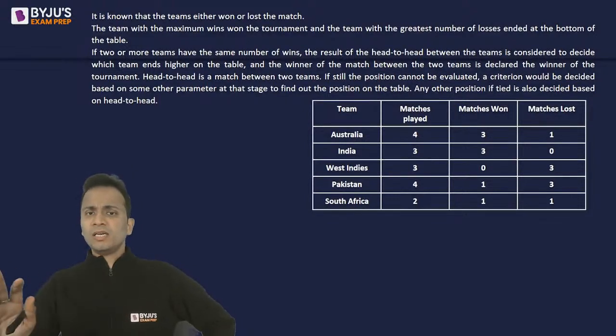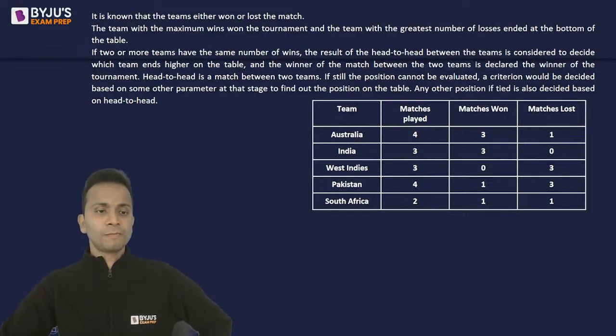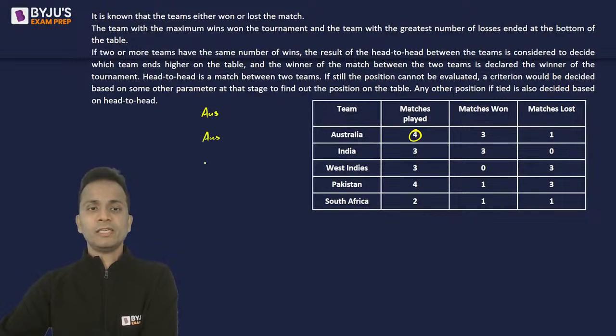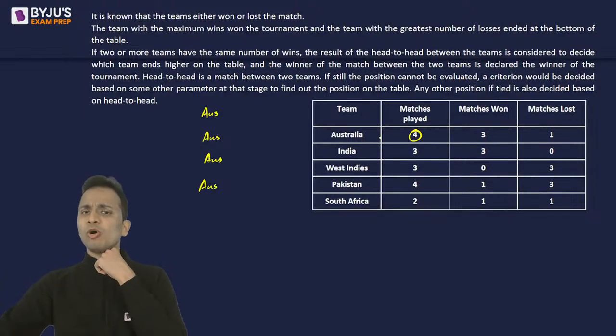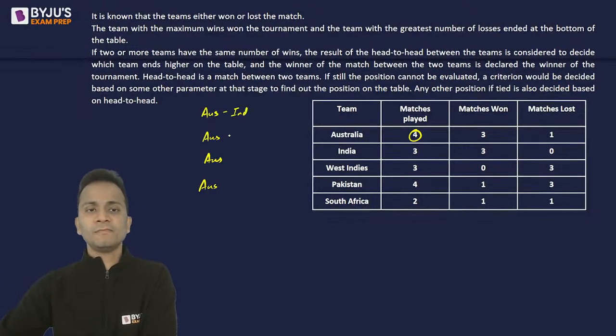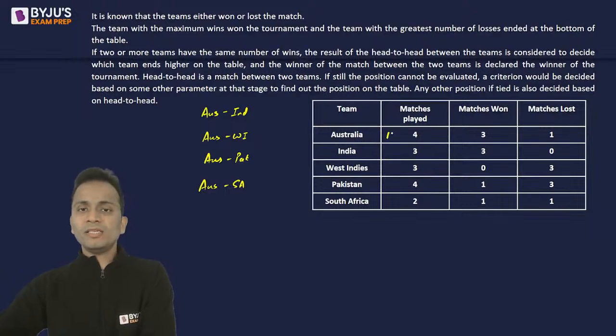Fine. So let's evaluate all the information. Now, Australia has played 4 matches. Since Australia has played all the 4 matches, Australia will play with all the other teams. So Australia will play against India, West Indies, Pakistan, and South Africa. So all 4 matches of Australia are done. Clear? 1, 2, 3, 4. All 4 matches of Australia are done.